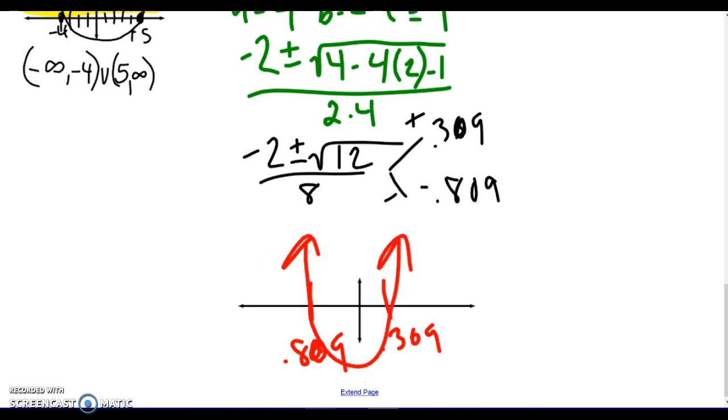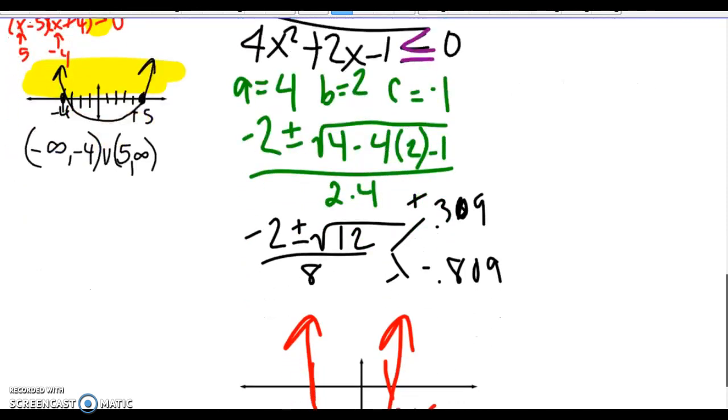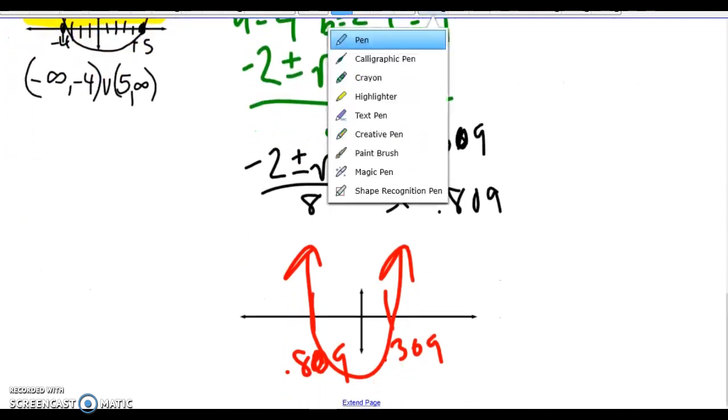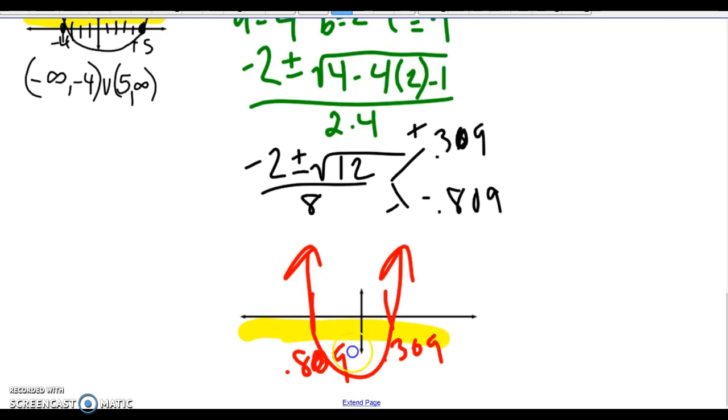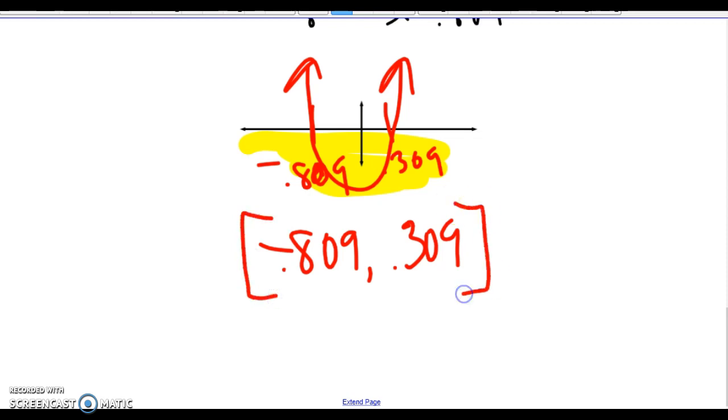How do I know that? Because I kept it positive, and it's looking for what? When it's less than or equal to 0. So where is it less than or equal to 0? Oh, down here. And so this time it kind of sandwiches in between. So that means I've got my negative 809 thousandths, sorry, and 309 thousandths. Now it said less than or equal to. So what kind of brackets do I get? Yeah, the square ones. Okay, good.